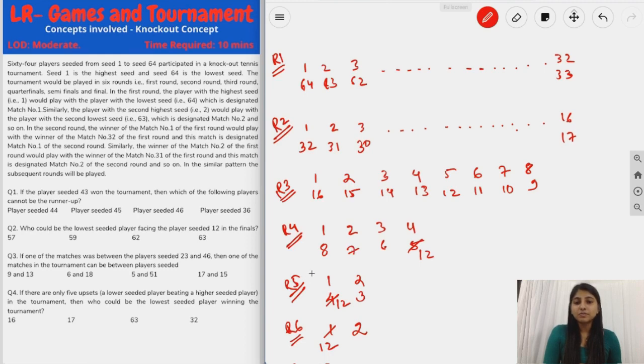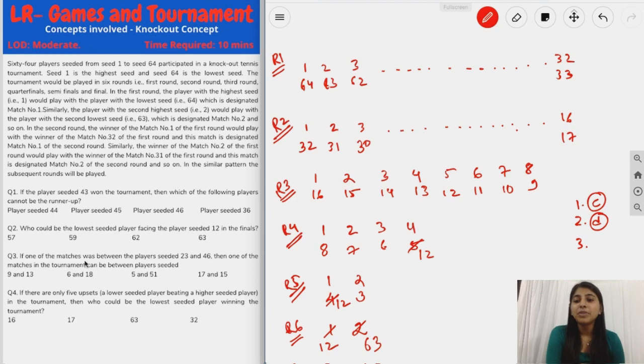So I think we have got the answer. 63 can take this place, and of course, 63 is the lowest seeded player that can play with 12. Out of these four also, 63 is the lowest seeded. Higher the number, lower the seed. So the correct answer to the second question is D; the first question was C, the second question is D.